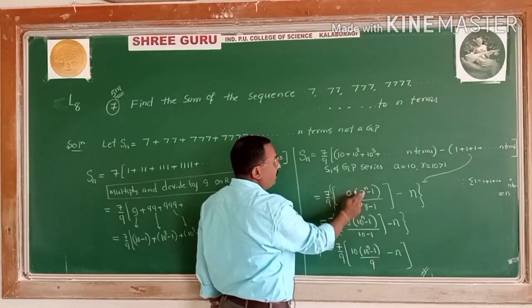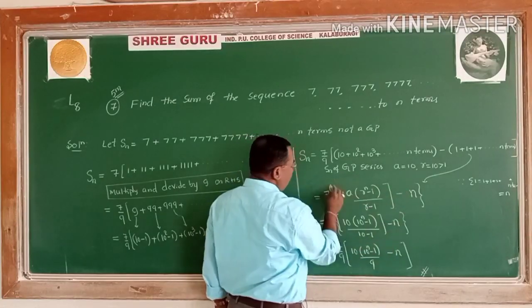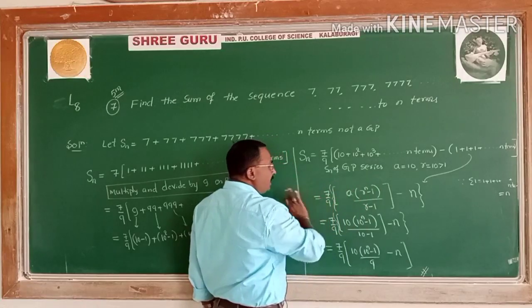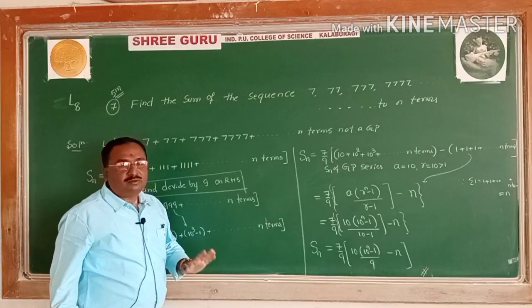Here the A value is 10, the R value is 10. Minus 1 as it is. 10 minus 1 is 9. Here minus n. This factor indicates the 7 by 9 effect outside. Clear? Any doubt? Understood? Okay.